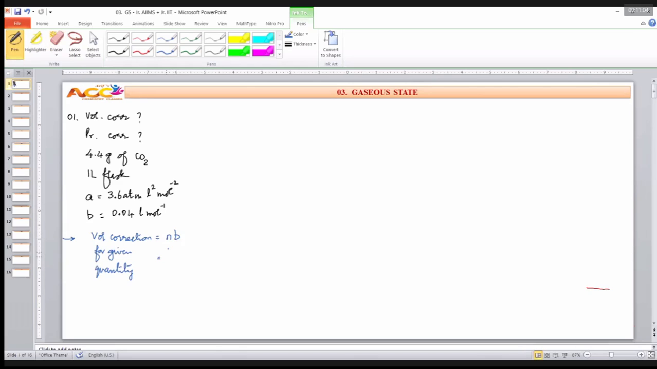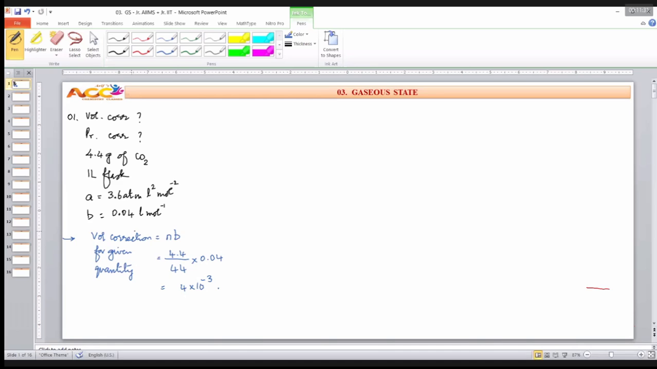What is this n? n is equal to weight by molecular weight, into b value. Here it is given directly. If not given directly, we have to calculate and substitute here. So, this is supposed to be 0.04, right? 4 into 10 power minus 3. This is volume correction. Volume correction must always be given in terms of liter per mole.